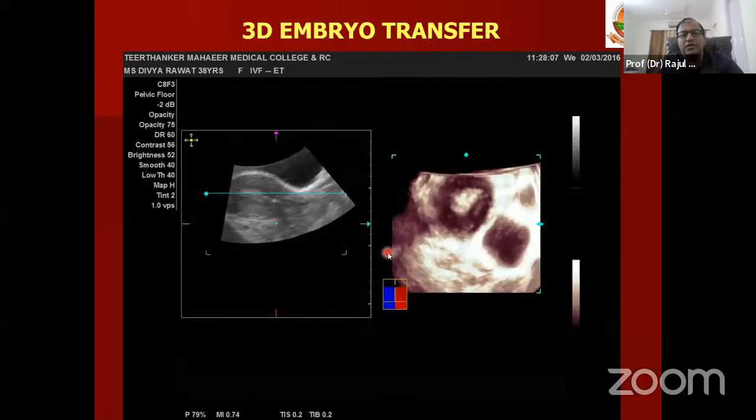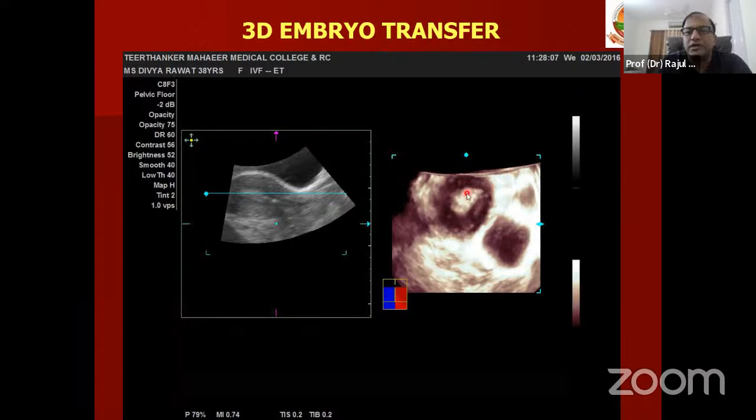In the initial two slides, the embryo transfer was done with a 2D technique, but we can also use a 4D technique with 3D live, and we can see that after the fluid is deposited, there is a dot like appearance. This is the point where the embryonic blastocyst containing fluid has been deposited, and we can see that it is a few millimeters below the level of the superior most margin of the endometrial cavity, and we can also see the cornua.